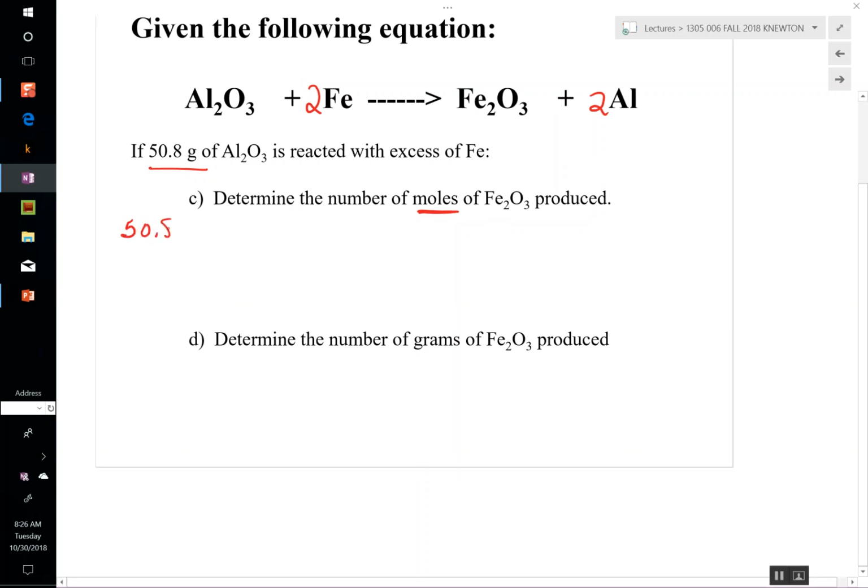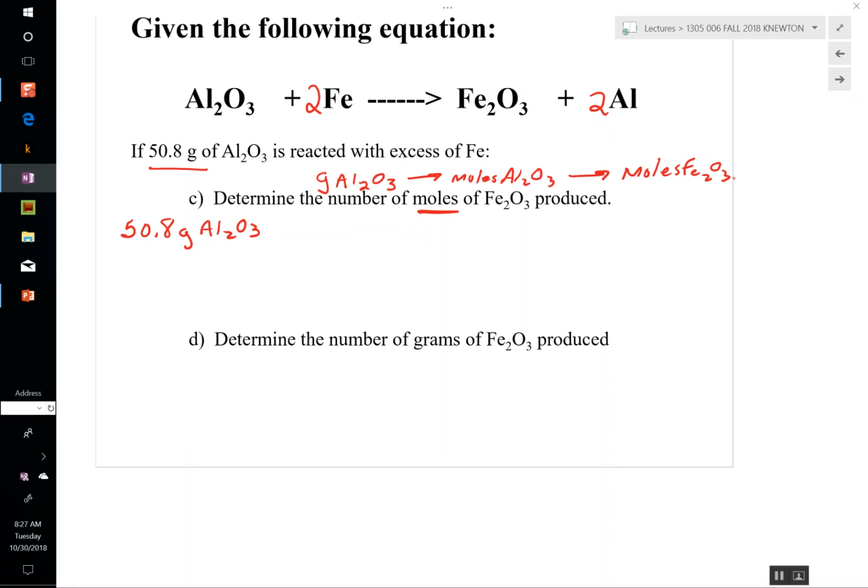So remember, where do you start? Start with what you're given. You're given 50.8 grams of aluminum oxide. We're going to go from grams of aluminum oxide to moles of aluminum oxide to moles of iron oxide. I just kind of like that. This is kind of the roadmap. Where am I going? What do I have to do to solve this problem? I have to convert grams of aluminum oxide to moles of aluminum oxide and then convert that into moles of iron oxide. So let's do that.